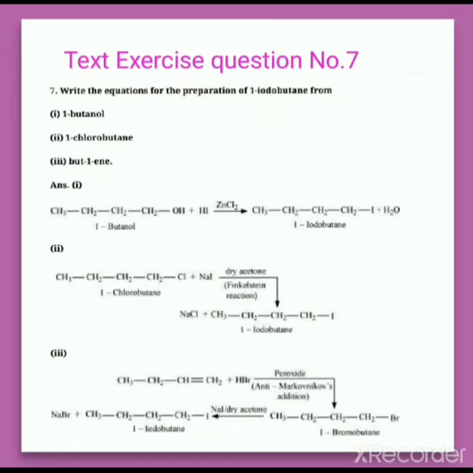So this is the question which is discussed, a textbook exercise question discussed in this video. All of you try these sorts of questions, which are quite important for the exam purpose. Thank you everyone.